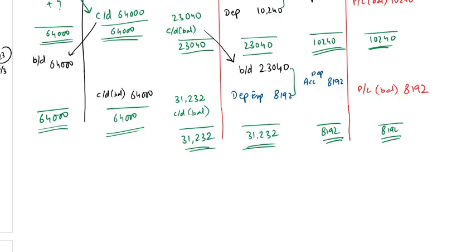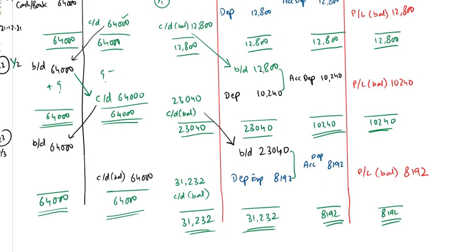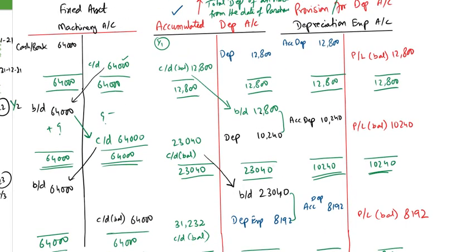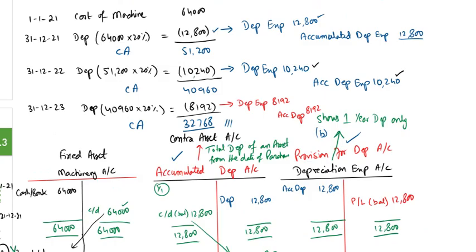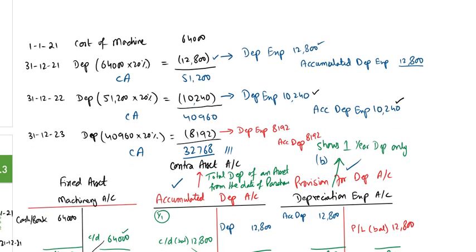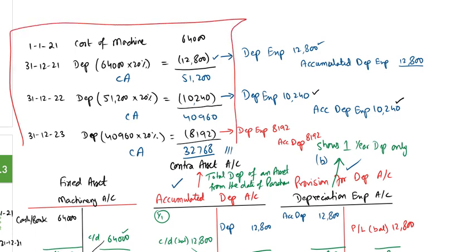So this is the entire question of depreciation, and we maintain three accounts simultaneously, that is the fixed assets account, accumulated depreciation account, and depreciation account. Now let's see the magic of these accounts. So here is the entire question I solved here.